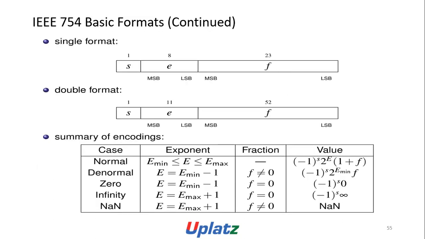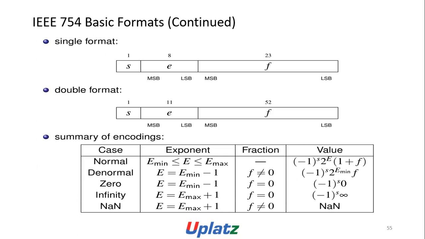IEEE 754 basic format. Single format: 1 sign bit, 8 exponent bits, 23 fraction bits. Double format: 1 sign bit, 11 exponent bits, 52 fraction bits. Summary of encoding: normal, E greater than or equal to E min and less than or equal to E max, value is (-1)^S times 2^E times (1 plus F).